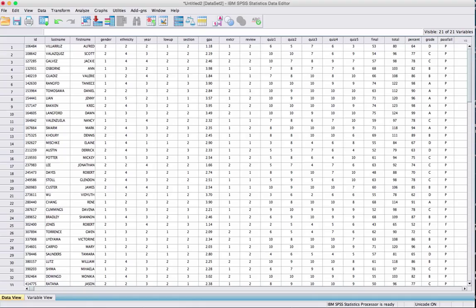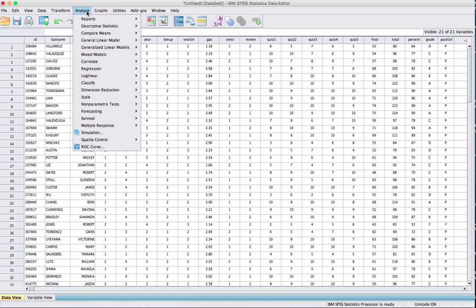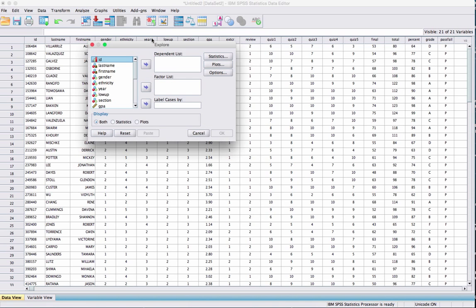And then the last assumption is that the groups need to be independent, so that the data collected from males and females can't be related somehow. So what we're going to do to evaluate the assumptions is go to Analyze, Descriptive Statistics, and I'm going to go to Explore.